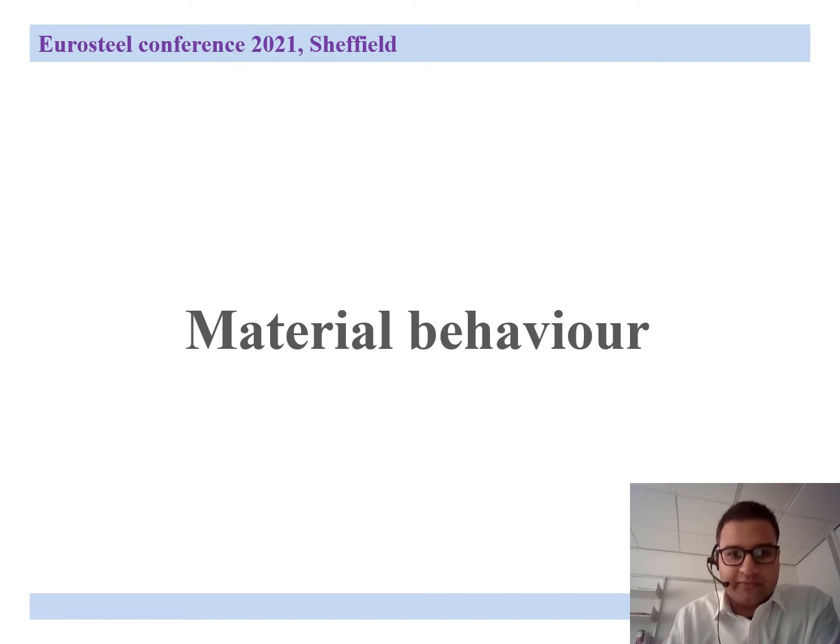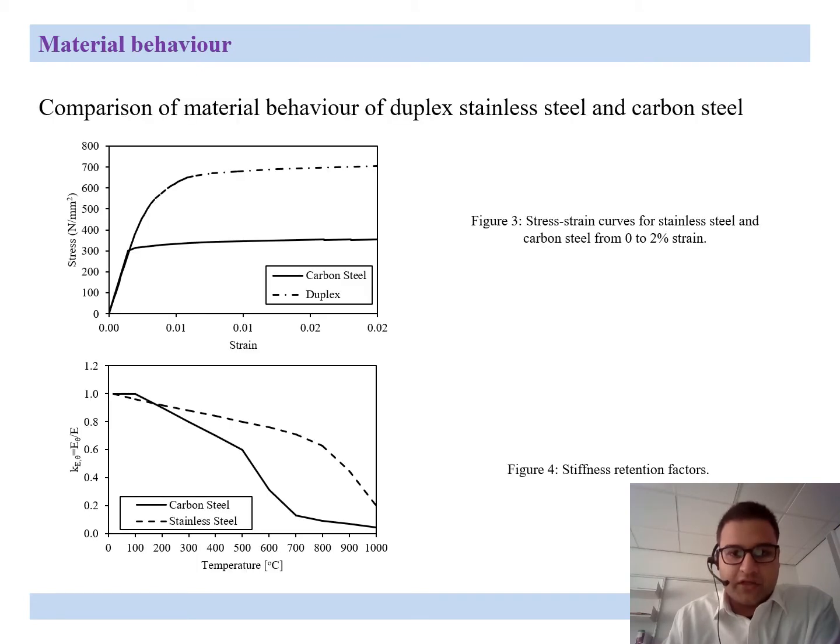Now, material behavior. So for material behavior at room and elevated temperature comparison, I have compared stainless steel, specifically duplex, as this is what this study is based upon, against carbon steel. So the dark black line represents carbon steel and the dashed line represents the stainless steel.